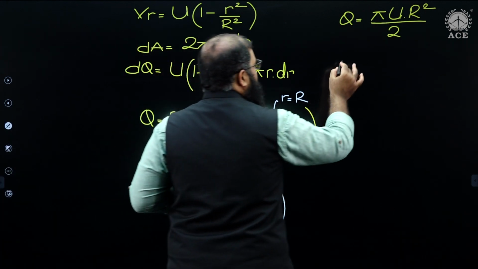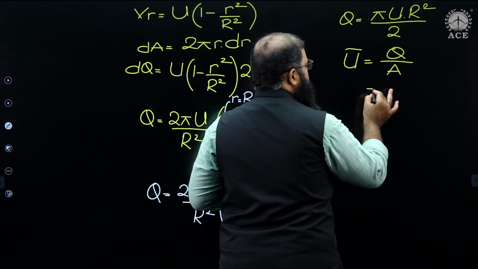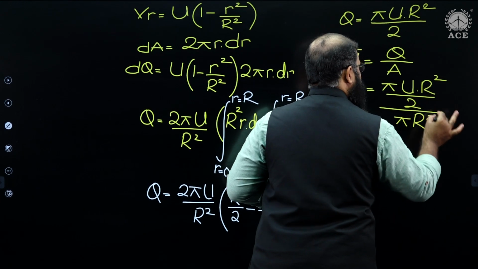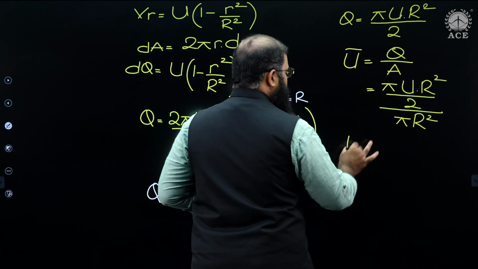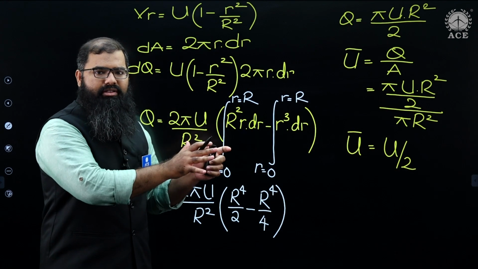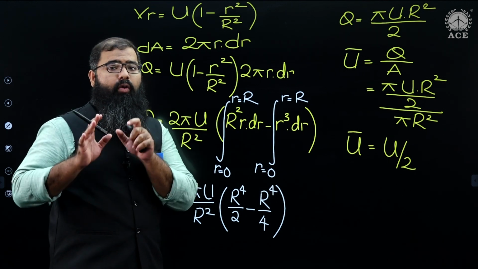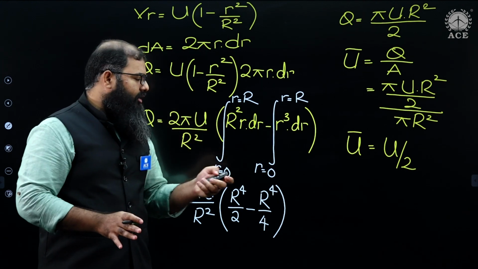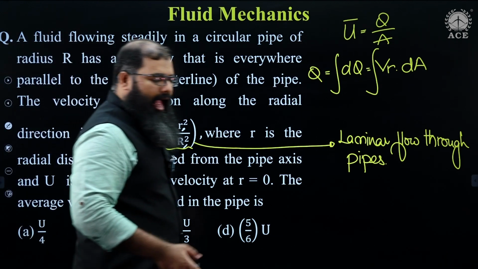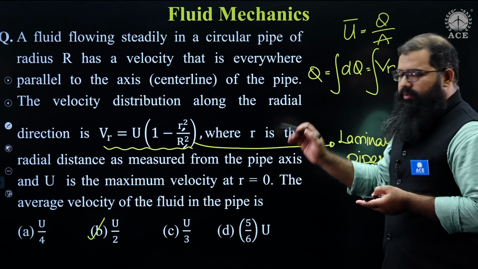What now? If I want to find the value of average velocity, I would say discharge upon area. That is equal to pi capital U into R square by 2, whole divided by area, which is pi R square. Cancel pi R square on either side, up and down. Therefore, average velocity is equal to maximum velocity divided by 2. This is a conventional derivation process of getting the average velocity in laminar flow through pipes, which I hope you have not done all this entire work for. You knew that it was laminar flow through pipes, that this U is your maximum velocity and the average is supposed to be half of that. Therefore, the answer over here is U by 2, or B option. I hope this is clear.